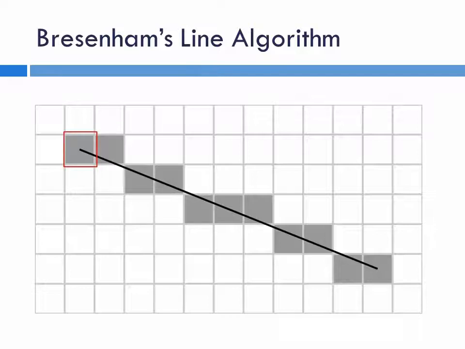If you start at this point, you will either move directly to the right or down and to the right. You make this decision based on which pixel is closer to the equation that defines the line. In this case, the pixel directly to the right is closer, so that pixel is illuminated. This process continues from each newly illuminated pixel until the other endpoint is reached and all of the pixels for the entire line have been defined.